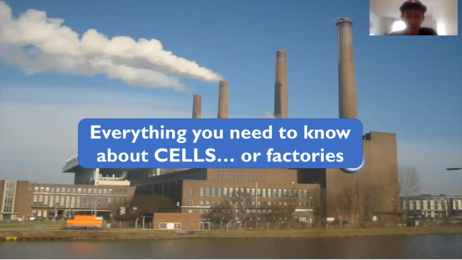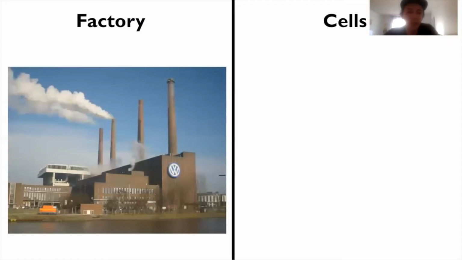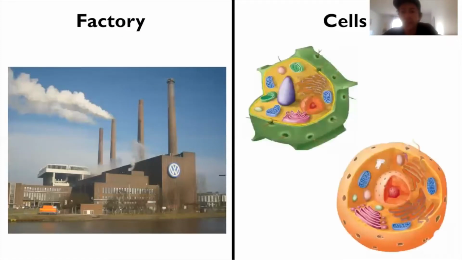As I said when we did this on Zoom, I'm calling this everything that you need to know about cells or factories, because we noticed that cells and factories are actually very, very similar. So here is a factory, a Volkswagen factory, and here are what two cells look like. Now, if you look at them under a microscope, they're not going to look as colorful as this. Next week, I'll actually show you what they look like under a microscope. But we can see all these different parts in this nice little image, and I'm going to show you the different parts in this little video.